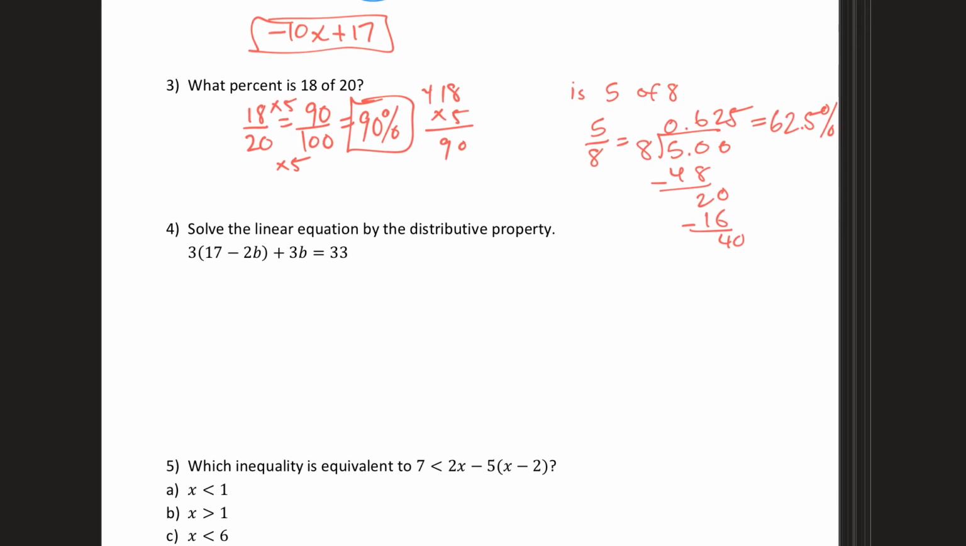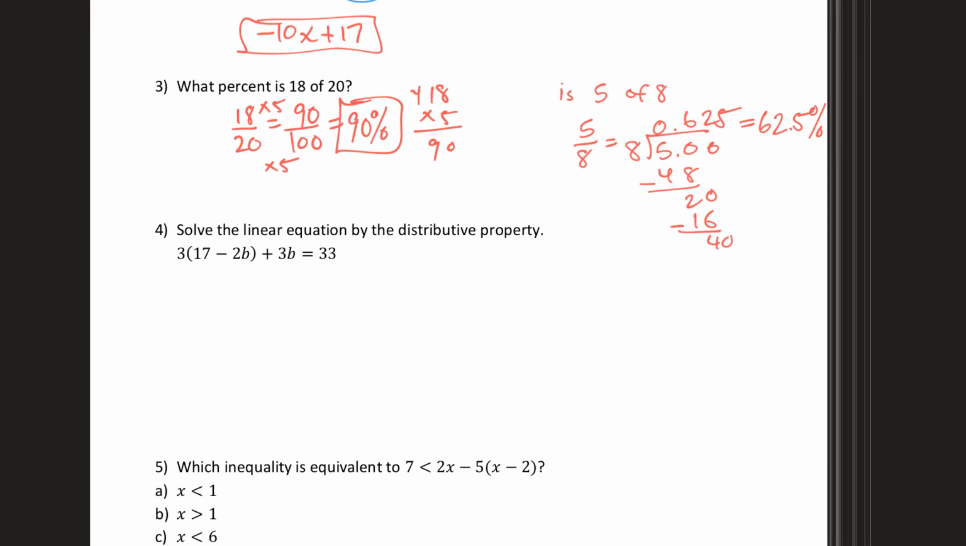Next, we have this one. So solve this. First, you distribute the 3, and you have what? 3 times 17 is 51, minus 3 times 2 is 6b, plus 3b equals 33. I then have to combine my terms at that point. And that would be negative 3b, and I'll copy down the 51 and the 33.